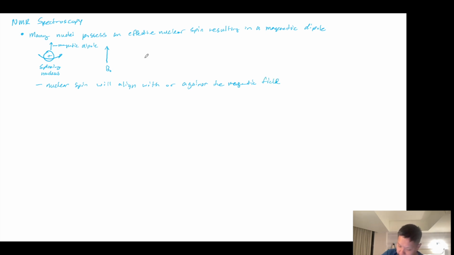So what does that look like? Well, if it's aligning with the magnetic field, this is called the alpha state, and this is the lower energy state. And if you're aligning against the magnetic field, this is the beta state, and this is the higher energy state.